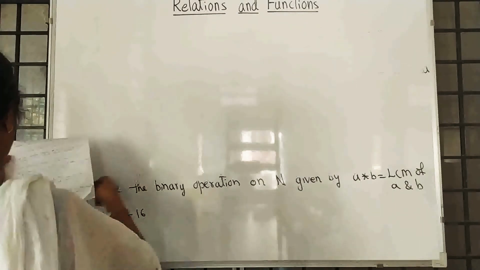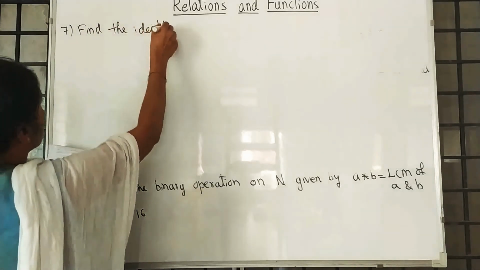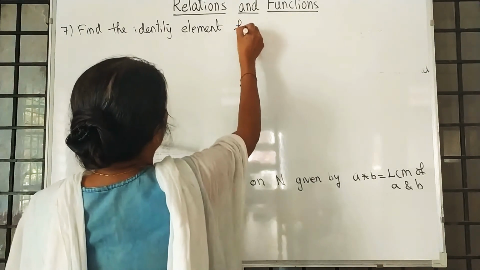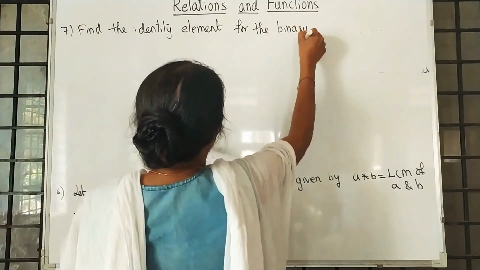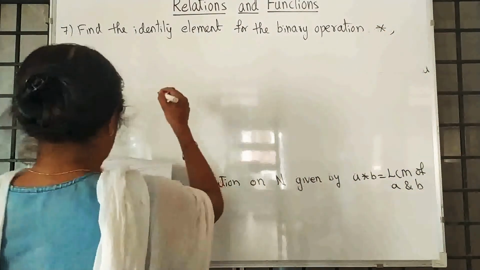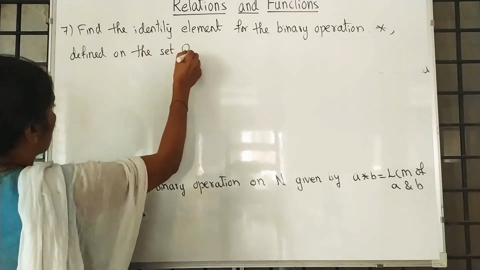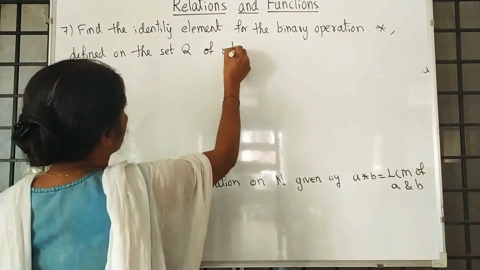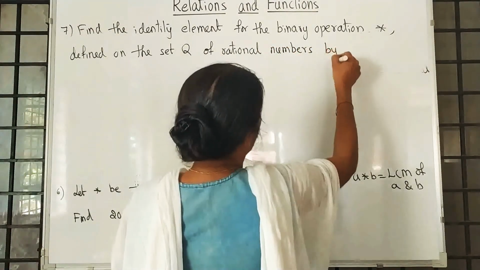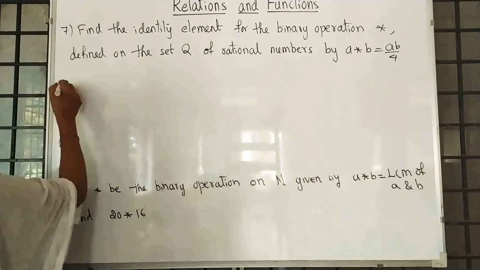Question number 7. Find the identity element for the binary operation star defined on the set Q of rational numbers by a star b is equal to ab upon 4.